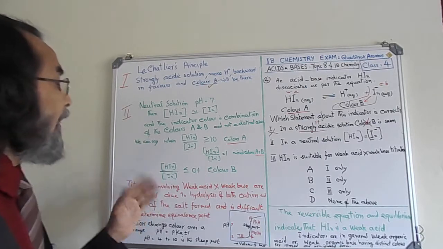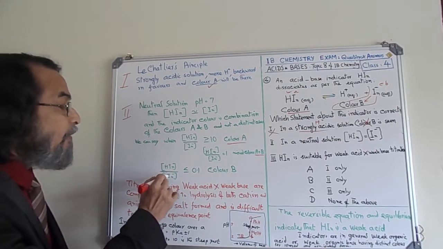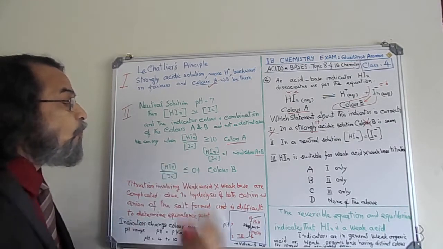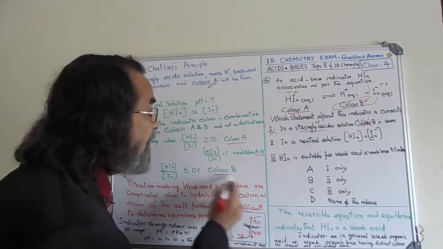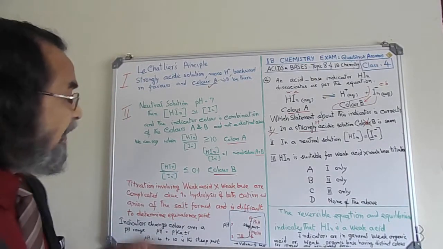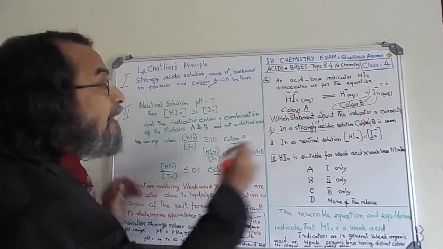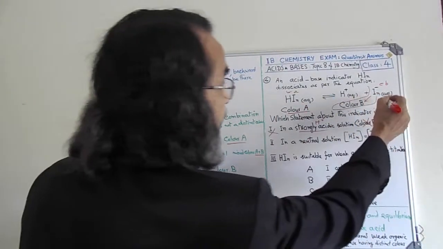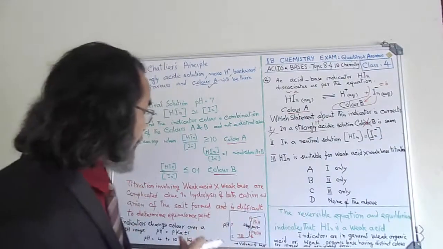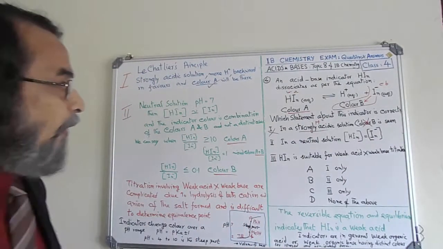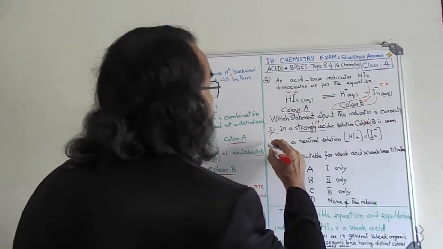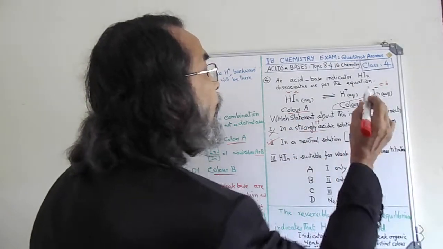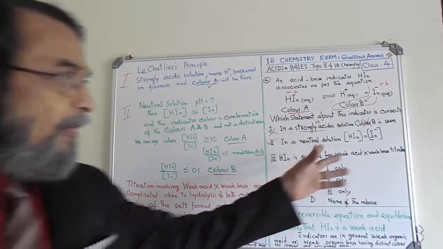And on the other hand, if HIn divided by In minus is very much less than 1, that is 0.1, then color B will be dominant, because In minus is more in concentration. In minus is 10 times greater than HIn, and the In minus color, color B, will be developed. On that basis, we can for the time being accept that in a neutral medium HIn is equal to In minus in active mass or concentration.